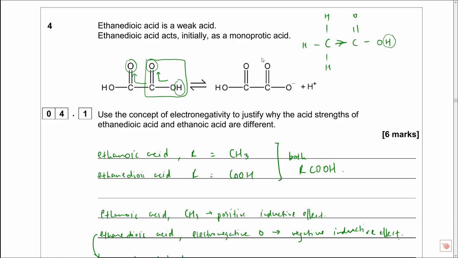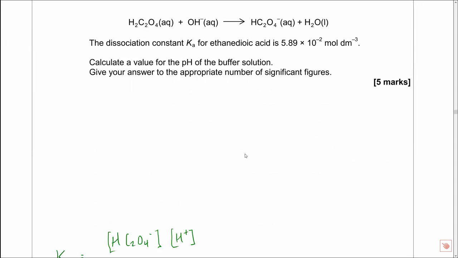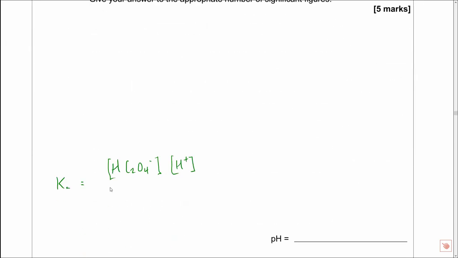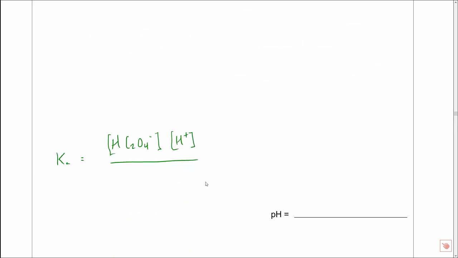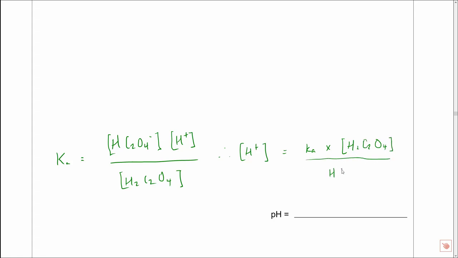So HC2O4 minus over, how are they writing it? H2C2O4. So to work out the pH, I need these two. What I'll ultimately do is rearrange this to get H plus equal to Ka times the concentration of the acid molecule divided by the salt portion, ethane dioate. Yeah, I guess it'd be ethane dioate.